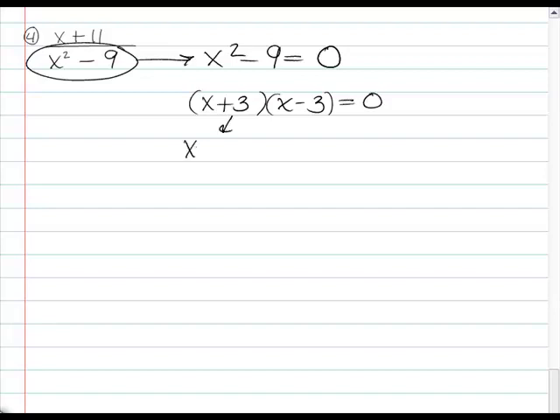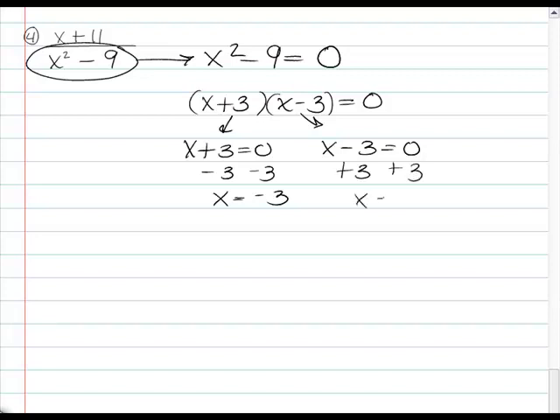We're going to say x plus 3 equals 0 and x minus 3 equals 0. We'll subtract 3 from both sides on our first equation to get x equals negative 3. And we'll add 3 to both sides here to get x equals a positive 3. There's our two restrictions, x equals negative 3 and x equals positive 3.